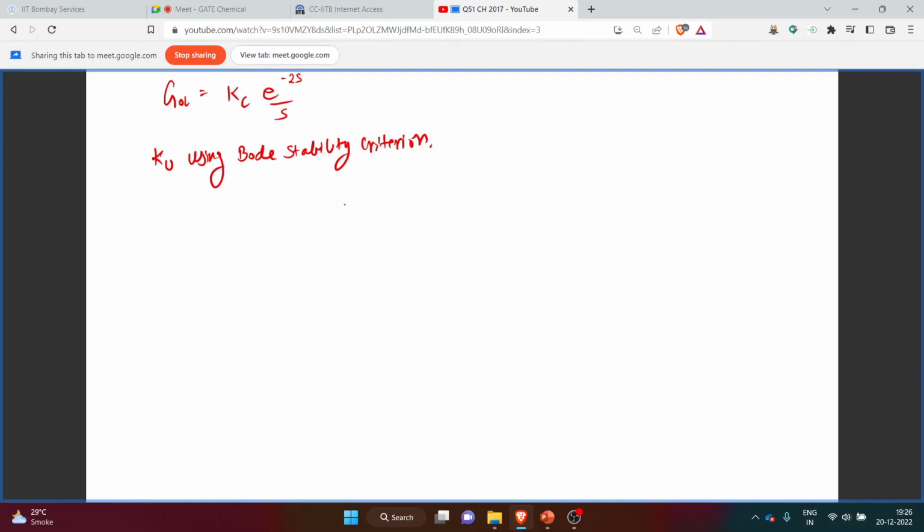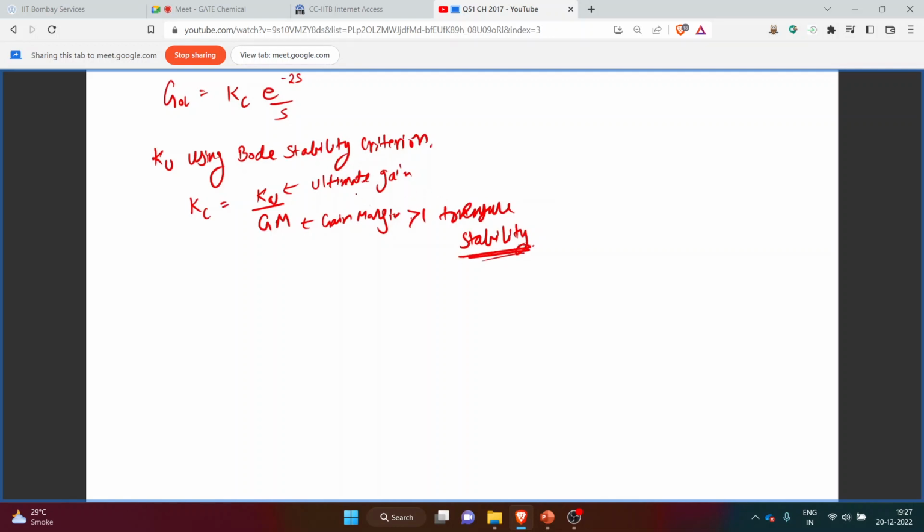So according to this Bode stability criterion, we define this ultimate gain as the maximum value of the controller gain that can provide a stable closed loop response. So if the controller gain is Kc, then we can write this Kc as Ku upon Gm, where Ku is the ultimate gain and Gm is the gain margin, and the gain margin should always be greater than 1 to ensure stability. So using this Bode stability criterion, we define this ultimate gain as Ku. That is what we have been asked to find in this question.